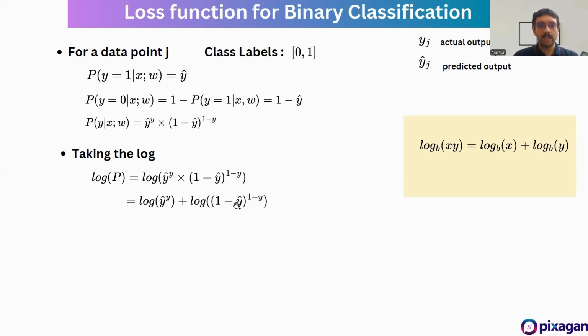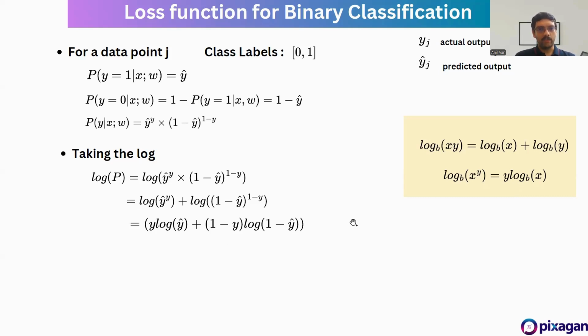Which means y hat can be between 0 and 1, just to be clear. Now you have this term, what happens? Let's use another rule of logarithms, which is that log to the base b of x to the power of y is y times log to the base b of x, which means you can take this y outside. So this actually becomes y times log of y hat plus 1 minus y times log of 1 minus y hat. So we've got this in this form.